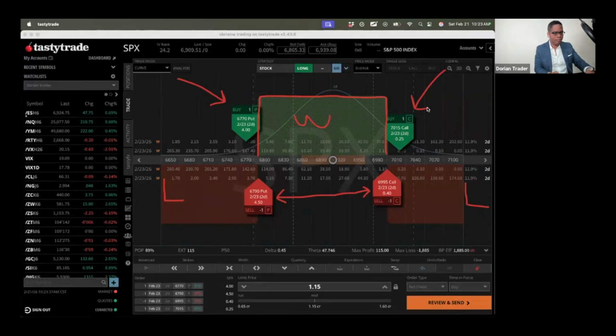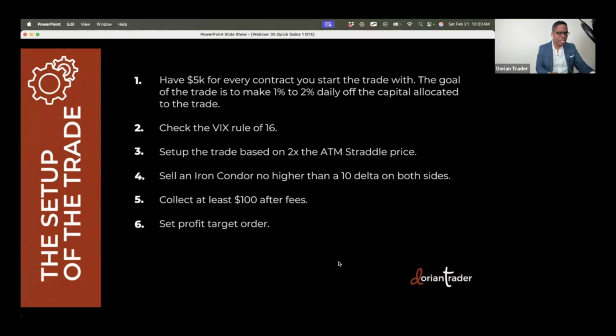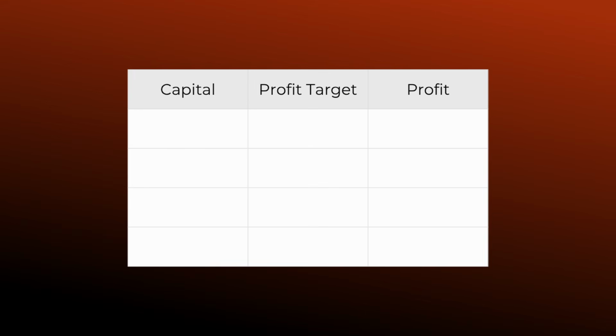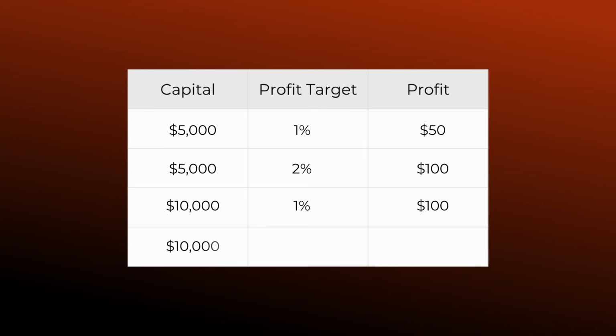Okay? Now, if we jump back over here, and it says you want to set a profit target order. And see, at Dorian Trader, we're trying to make 1 to 2% every day. So if we start with 5K and we're trying to make 1%, that would equal $50. We're trying to make $50 a day off 5K. That's 1%. If you want to get to 2%, that would be $100. If you started with 10K, I'm repeating this again so you can understand, 1% would be $100, and 2% would be $200, and so forth. As you scale up, that can be meaningful.